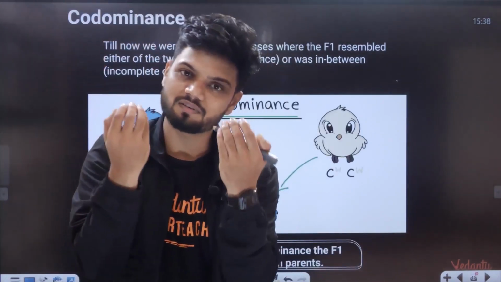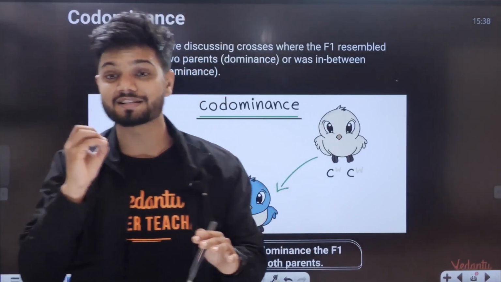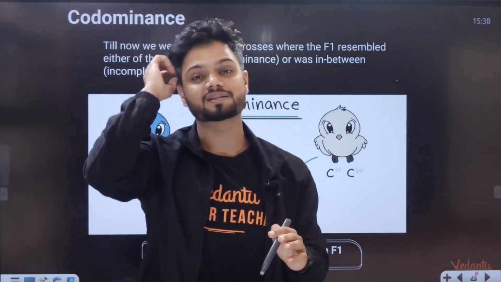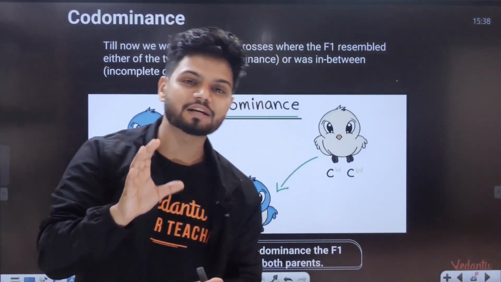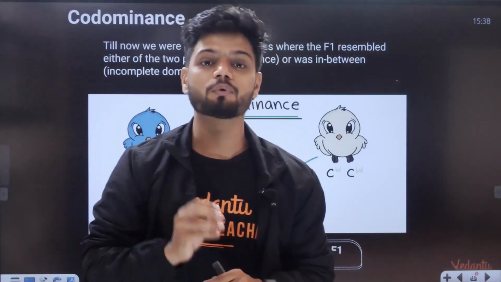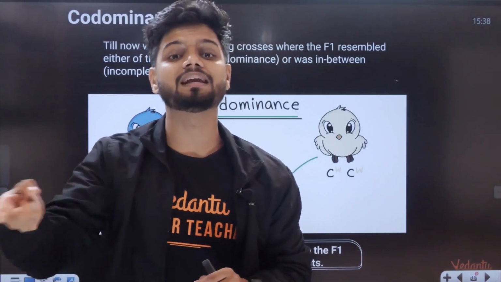There is nothing called a recessive allele here. Nothing called a recessive allele at all here. So both are expressing, and that is called codominance. Now students, to understand codominance, you need to understand one more concept called multiple allelism.